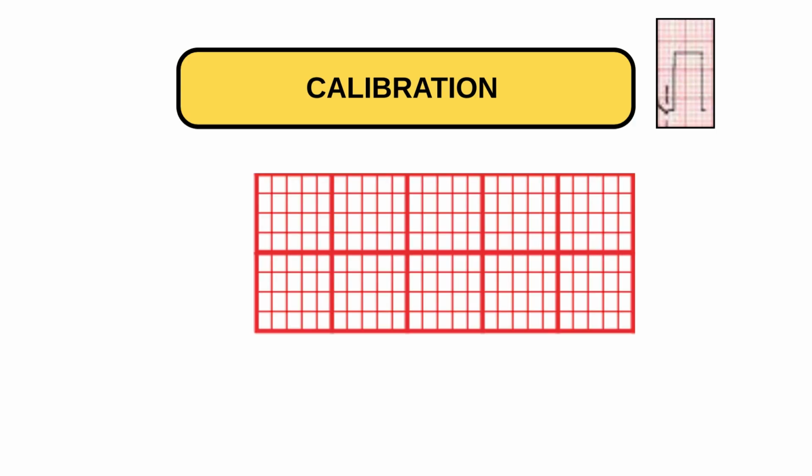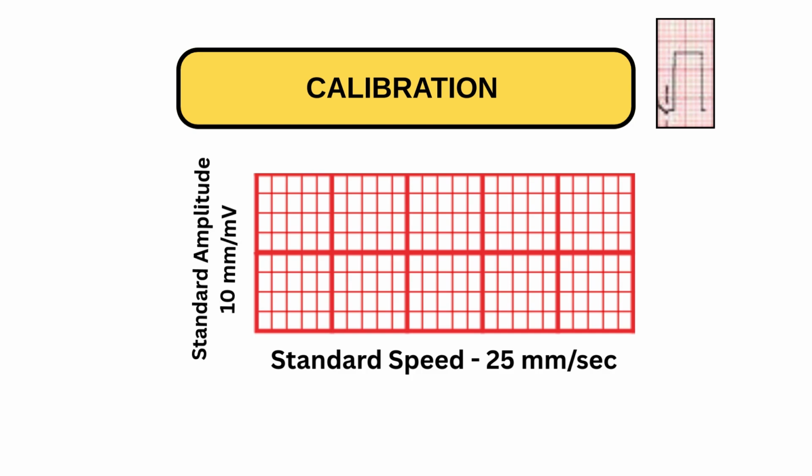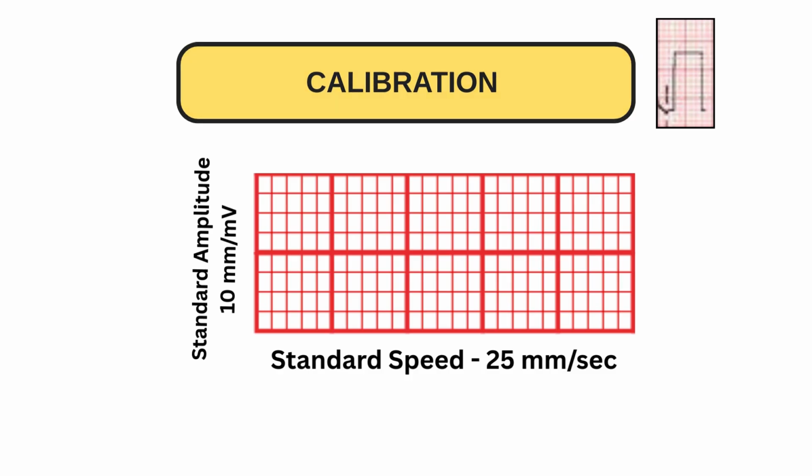The first step in interpretation is to ensure correct calibration of the machine. The standard speed is 25 millimeters per second. The standard amplitude is 10 millimeters per millivolt. If these settings are incorrect, the ECG can look completely different, so you should always confirm them before you start interpreting. Next, we look at the axis.